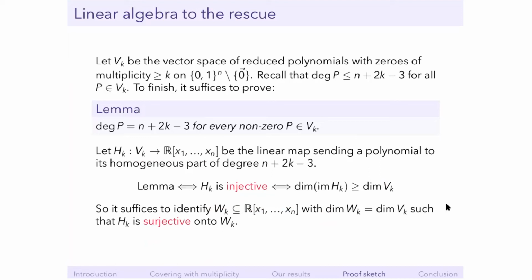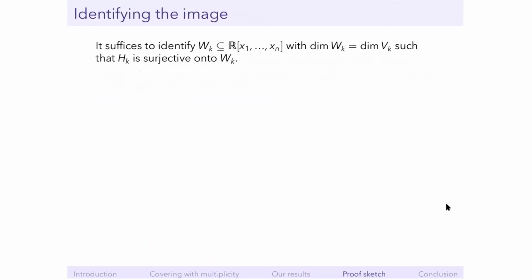Okay, so any questions so far? Okay, so to wrap up, this is just what I had on the previous slide, it suffices to identify the space Wk with the correct dimension such that this function is surjective onto this subspace Wk.